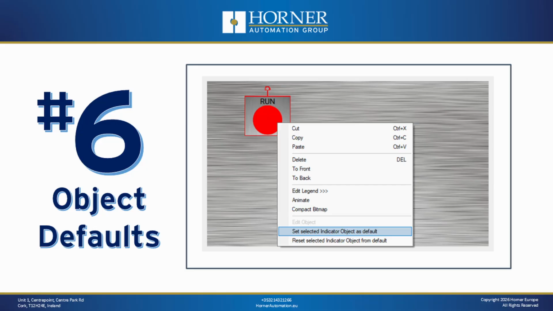At number 6, we have Object Defaults. When creating screens, you might end up customizing buttons or other objects to look a certain way. If you want this customization to be applied to all objects of the same type going forward, you can set an object default. Simply right-click on the object and select the Set as Default option. Now, every time you select that object, it will start out pre-configured with your preferences. You can do this with every object available in the graphics toolbox.